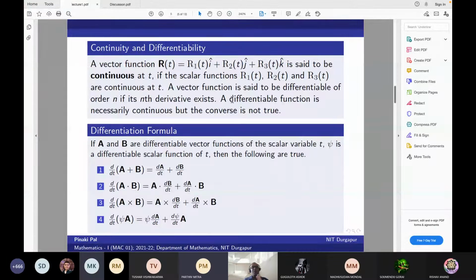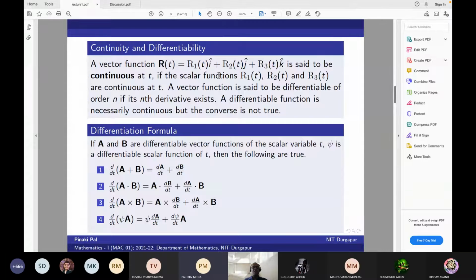Yeah, so the concept of continuity and differentiability is also similar to the corresponding concepts in the case of scalar functions. Where vector is not there, we have scalar functions, and we understand what we mean by continuity of a function and differentiability of a function.